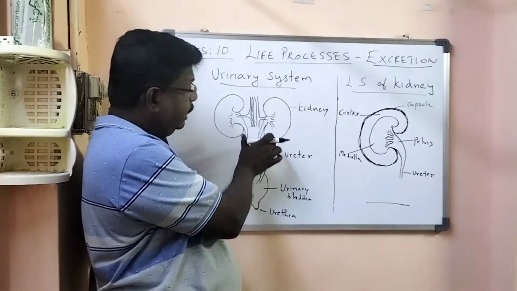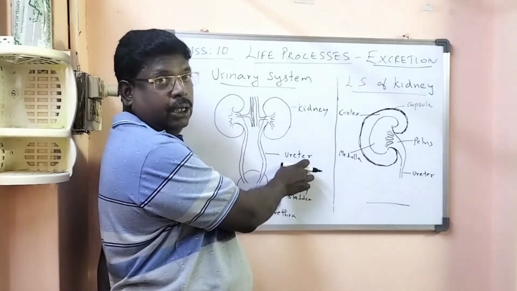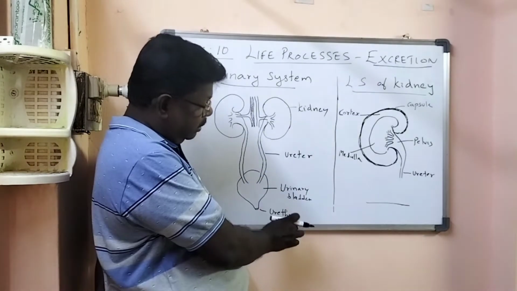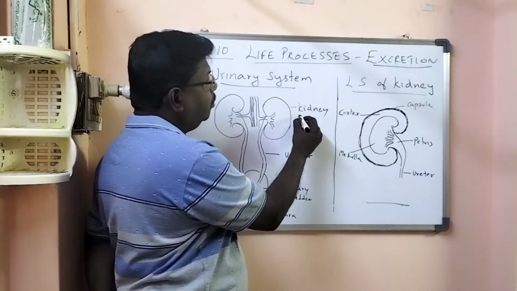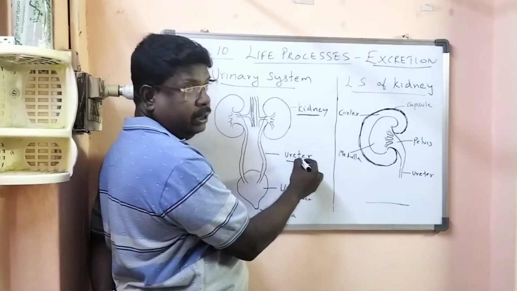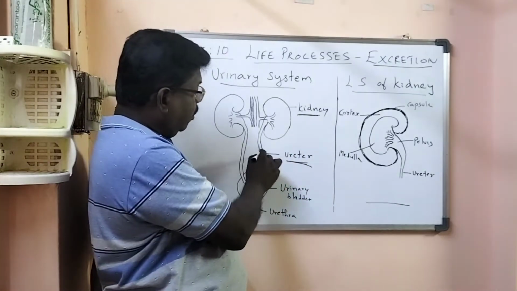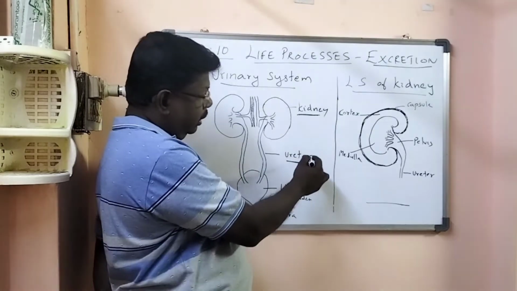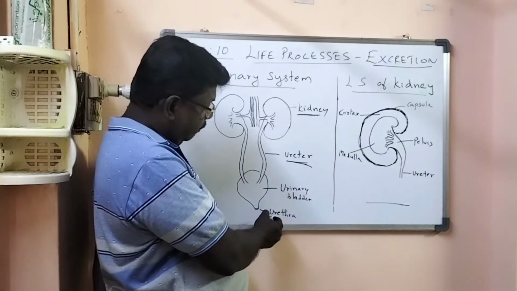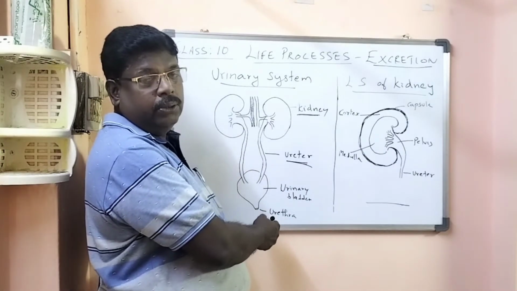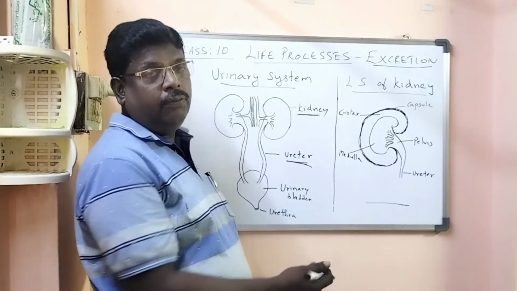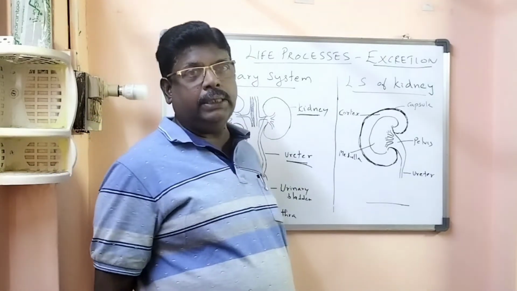We have a pair of kidneys followed by the ureter, a long tube called the ureter, followed by the urinary bladder and urethra. These are the four main parts of the urinary system: a pair of kidneys, a pair of ureters, two long tubes, then the urinary bladder where the urine is stored, and a small opening through which the urine comes out, called the urethra. So kidney, ureter, urinary bladder, urethra are the four main parts of the urinary system.